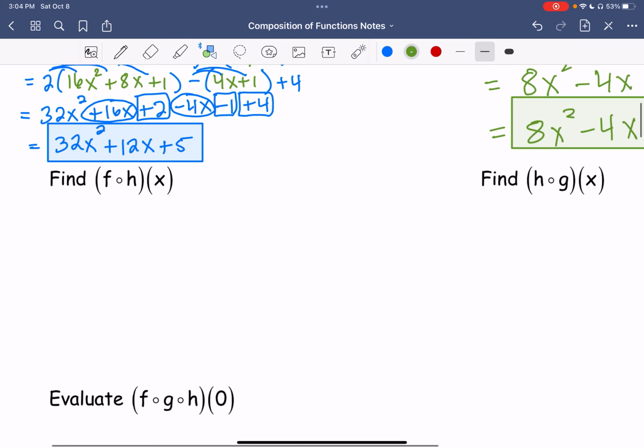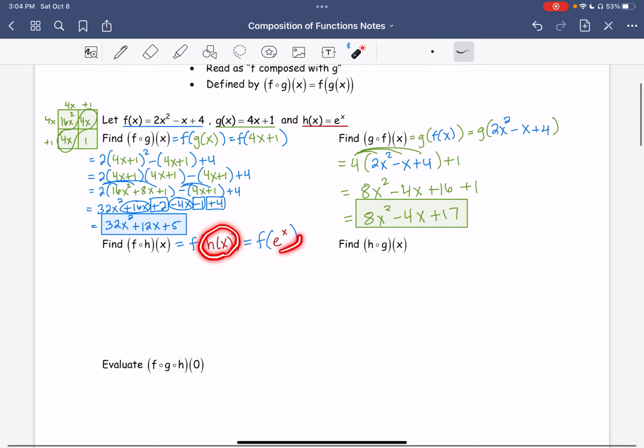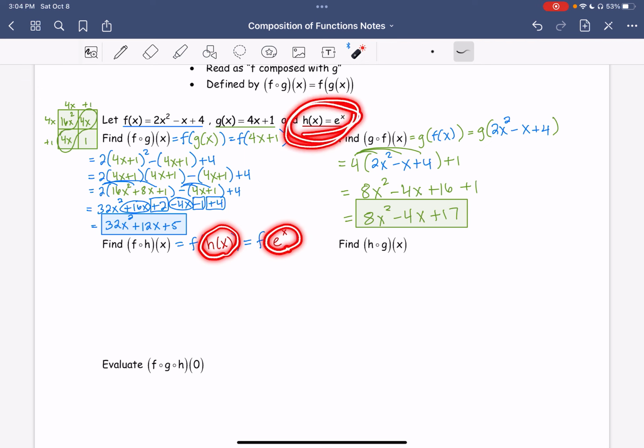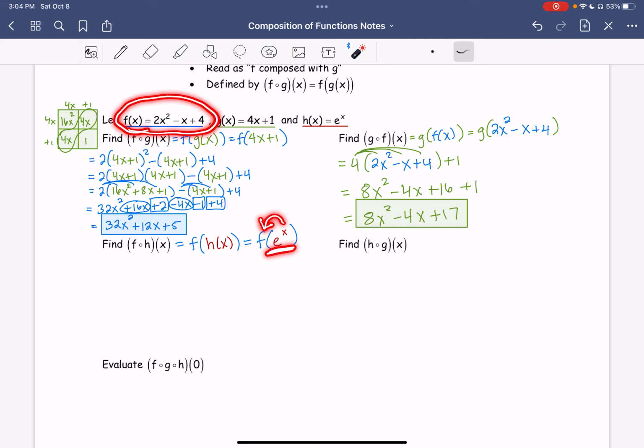Let's try another one. F composed with h can be rewritten as f of h of x. And inside of h of x, you're going to put in the equation of h of x, which is e to the power of x. Now that e to the power of x, we're going to plug it into the function of f. So we're going to go to f, and everywhere I see an x, which is here and here, I'm going to put in e to the power of x.